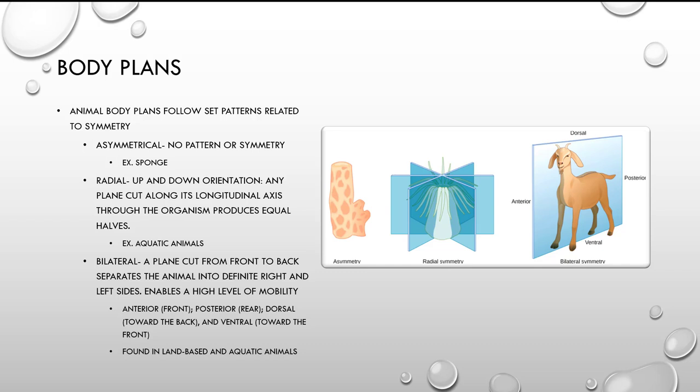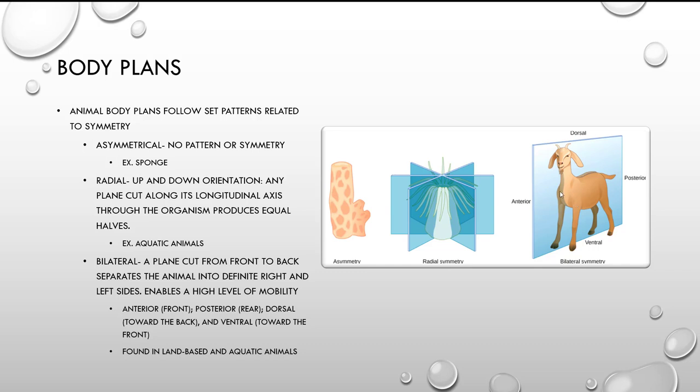And then finally we have bilateral symmetry. Bilateral symmetry is basically where we can cut from front to back and separate the animal's right side from left side. Okay. And this type of symmetry is especially useful for both land and aquatic animals, but particularly animals that have a high level of mobility.